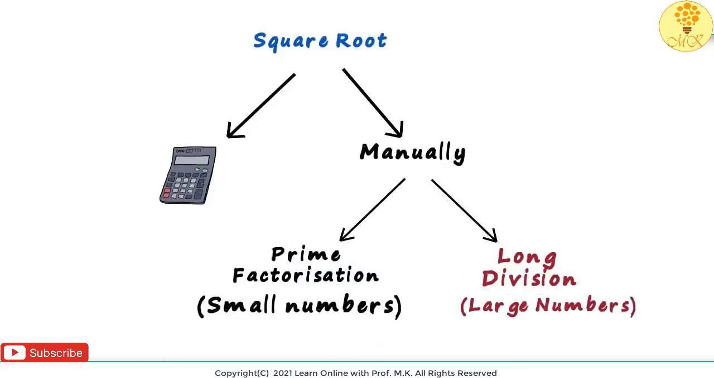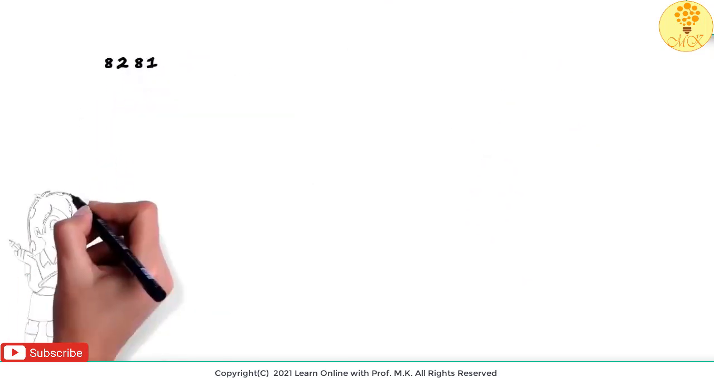Let's solve a couple of examples to understand how the long division method works. Look at the number 8281. If we have to reduce this number to its prime factors, we would first have to think of all the divisibility rules and so on, and that would take us a lot of time.